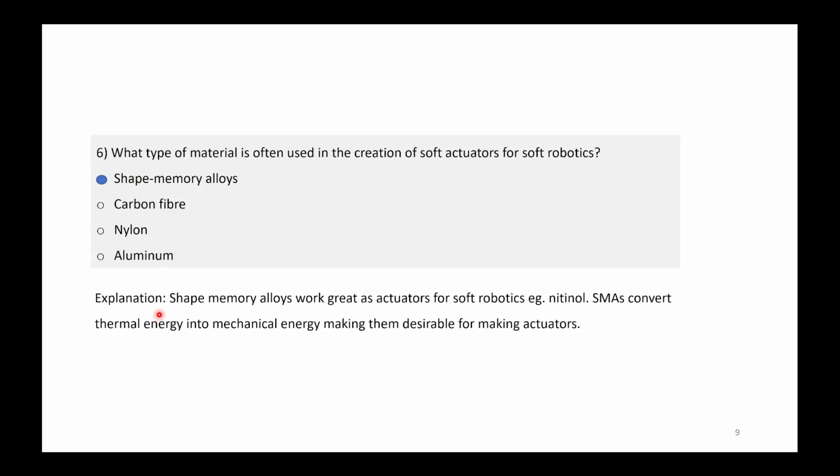Now we can explain this by saying that shape memory alloys work great as actuators for soft robotics, for example nitinol. And shape memory alloys convert thermal energy into mechanical energy, making them desirable for making actuators.